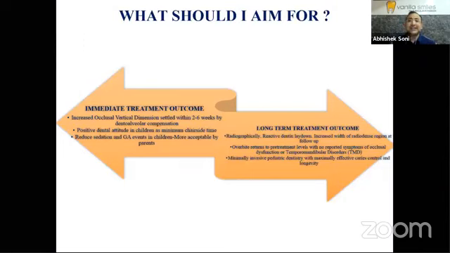So the immediate treatment outcome: what happens when you place a Hall's crown without doing any occlusal reduction? There is obviously going to be an increase in the occlusal vertical dimension, which most of the studies claim eventually settles down within 2 to 3 weeks' time.